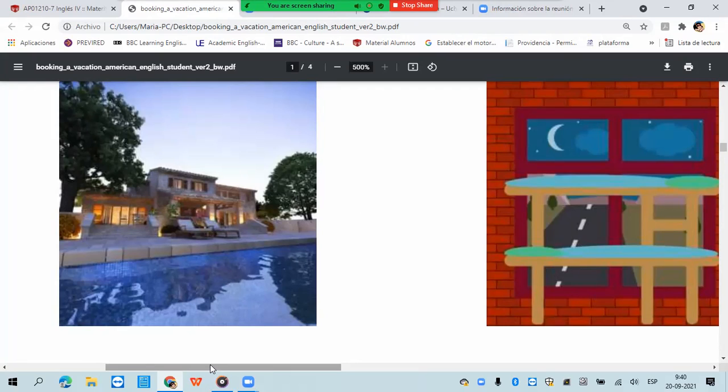Because I think it is the most similar to the picture. Como cercano. Yeah, the most similar one. The most similar one, a villa. Yeah, but what can you see in this picture? A house, a pool.